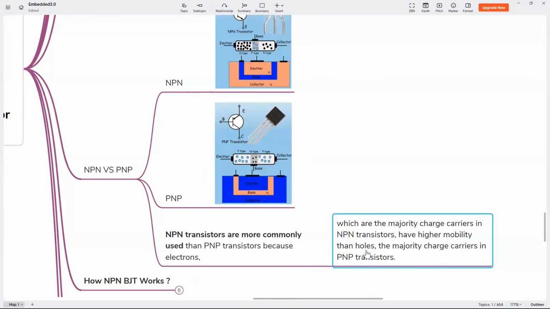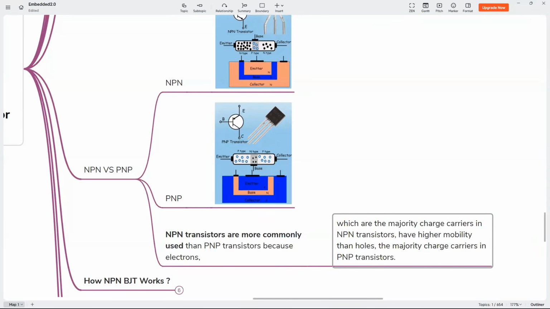So whenever you are working with a circuit, whenever you want to do switching, don't get confused about whether to go for PNP or NPN. Please go with the NPN, because it is completely dominated by electrons, and electrons give faster performance than holes. That's why the most used transistor is the NPN transistor.